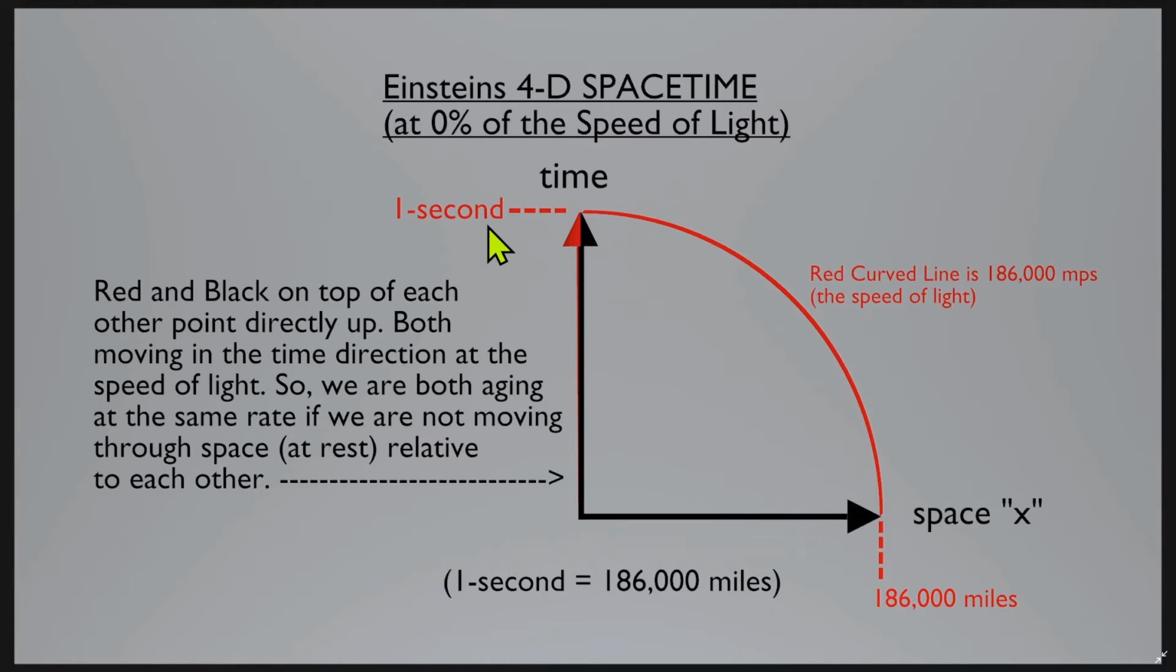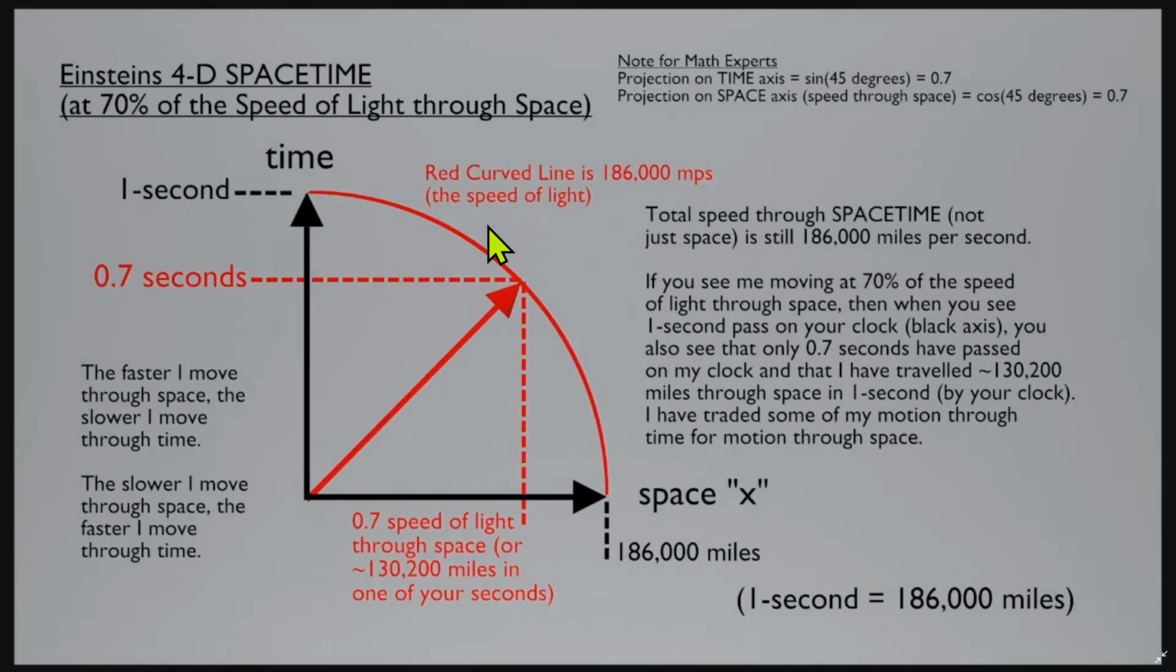But now let's take a look at what happens if I get in a spaceship. Here we go. I get in a spaceship and I take off, and you stay sitting in the chair at the table waiting for me. But now I'm going to be going 70% the speed of light through space. Okay? Now, I'm still going at the speed of light through space-time. This vector is the same length.